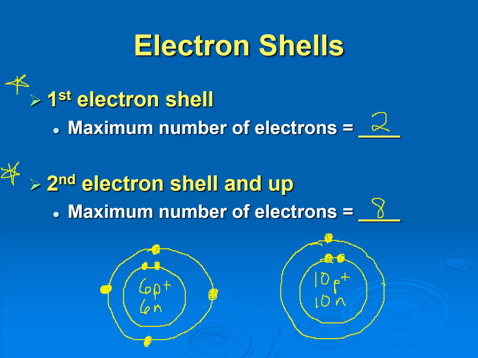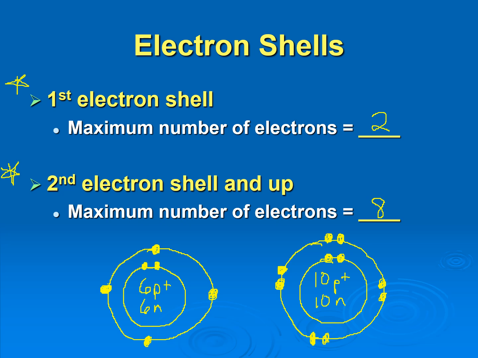So what we do is we put a kid or an electron in each of the 4 bedrooms, and then they've got to start sharing. So then we put 2 electrons or 2 kids in each of the 4 bedrooms, and now the 4 bedrooms are all filled up. So we've got our 8 maximum here in our second shell.